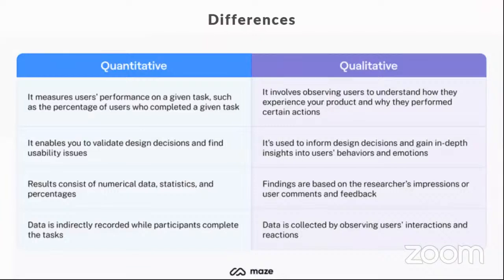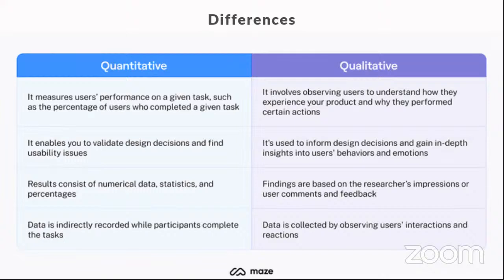For quantitative usability testing, it measures users' performance, like I said, on a given task, such as the percentage of users that were able to complete a task, right? So it's all about the numbers, it's all about the facts and the figures. In fact, in quantitative testing, that's where you hear about ROI, return on investment. That's when you hear about business metrics, revenue, sales. People that are into finance, they know this better, but that's part of the things quantitative testing gives to you.